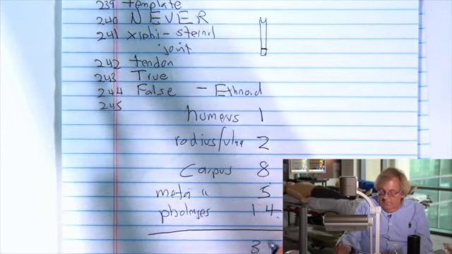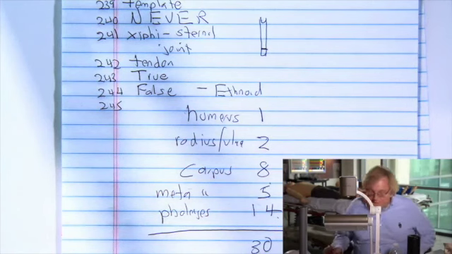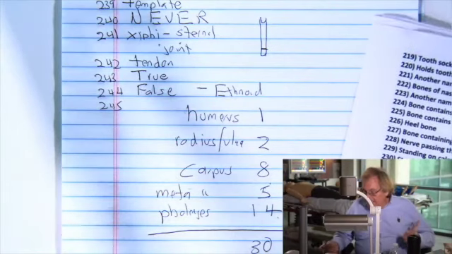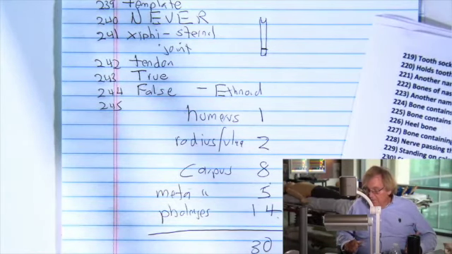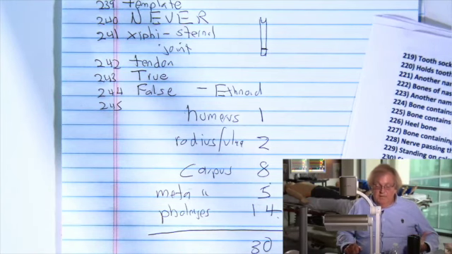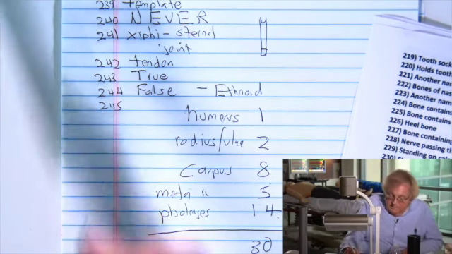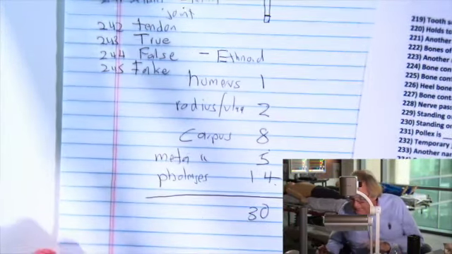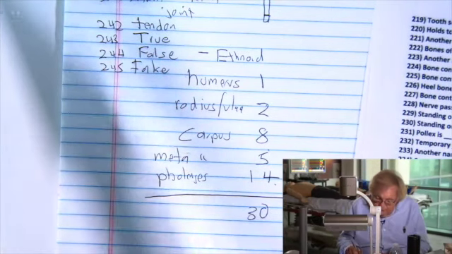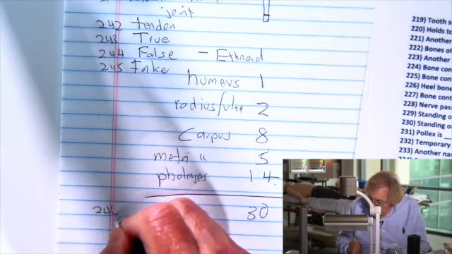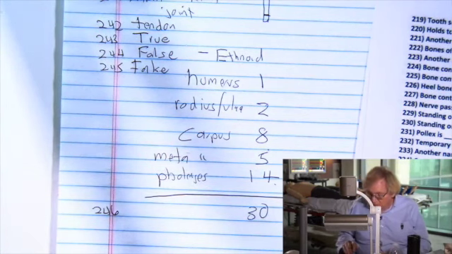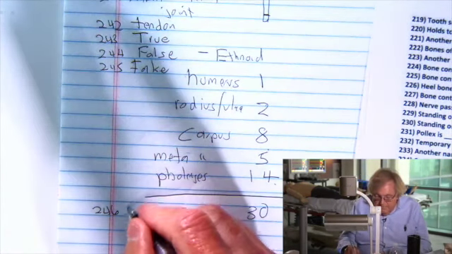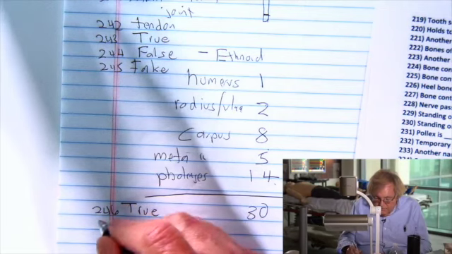So there's 30 bones below the pectoral girdle on one side, and 30 bones on the other side. So when it asks how many bones below the pectoral girdle, it's actually 60 bones, 30 on each side. So that's why that answer is false. Always think about the way the question is asked. Number 246 says there are 16 wrist bones. True or false? That's true. Remember, there are 8 carpal bones in each wrist.